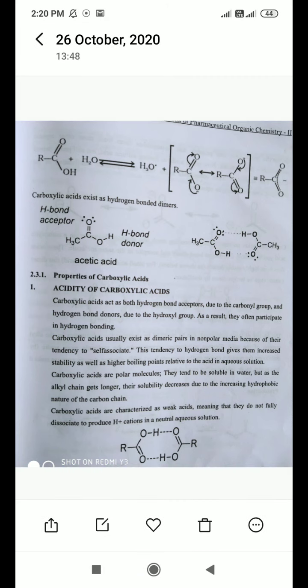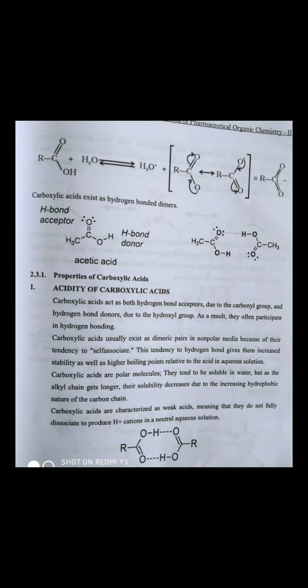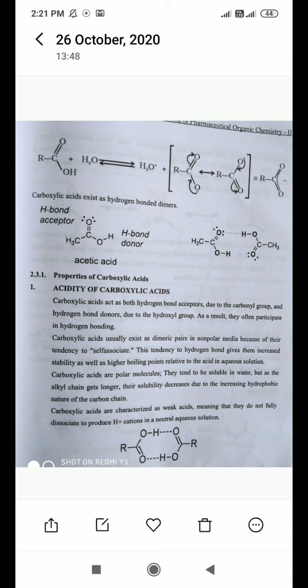This oxygen is an electronegative atom. Oxygen acts as an electronegative atom, so it is electron rich, so it can easily accept the H plus. Because oxygen itself possesses a negative charge, it easily accepts the H plus, the positive charge, from the proton. So it acts as a hydrogen bond acceptor.